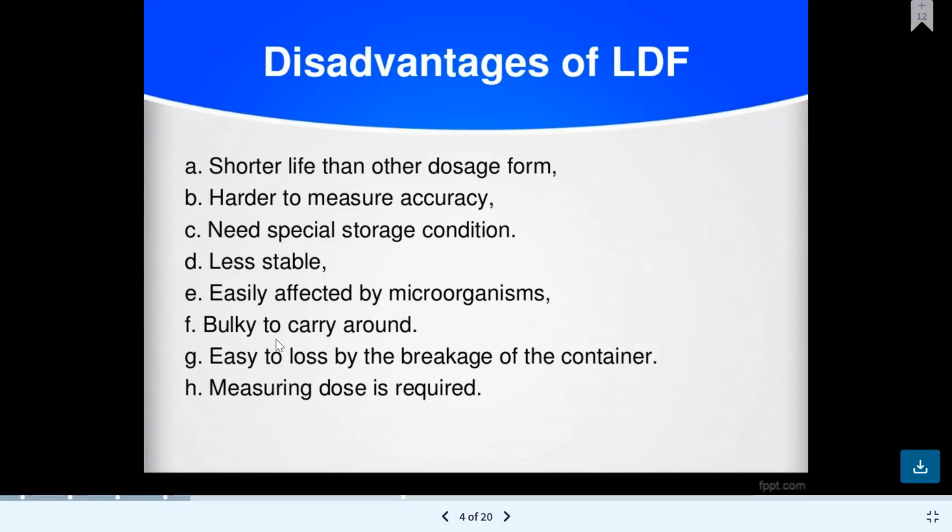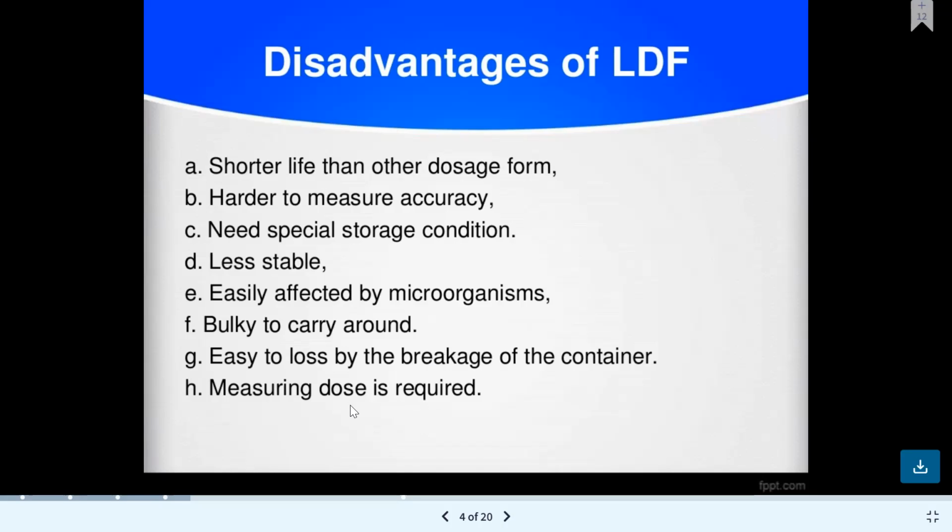Bulky to carry around, meaning you cannot carry this dosage form easily. It is easy to lose by breakage of the container. If any part of the broken container is mixed with the liquid dosage form, then it can be toxic for your body. So it is easy to lose by breakage of the container, and there are some conditions in which the container can break. That is why your dosage form will be lost fully. Measuring doses is required.